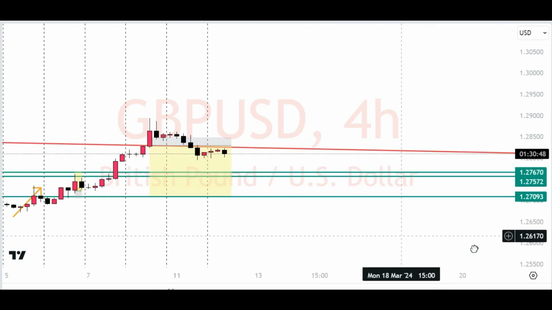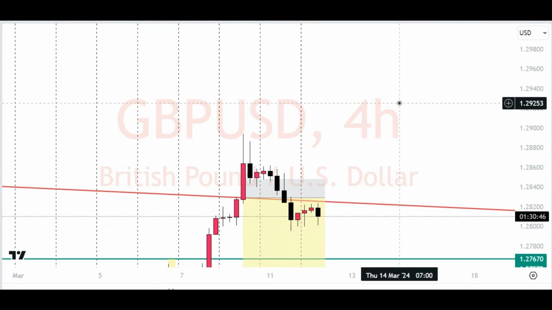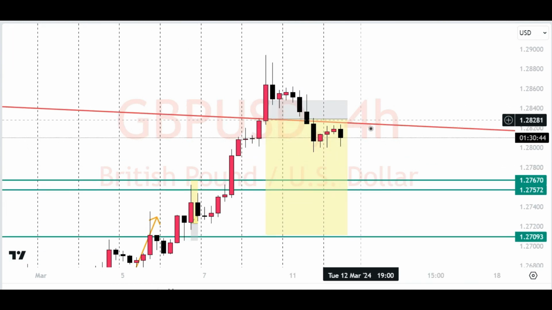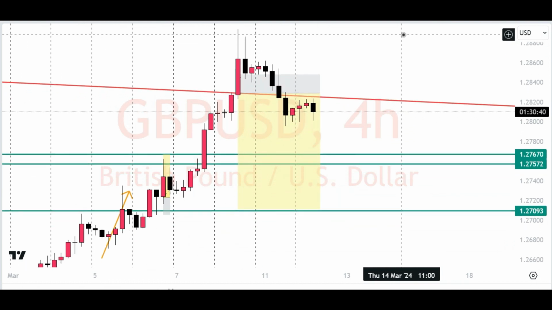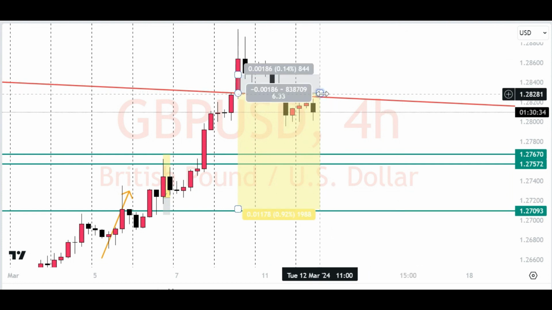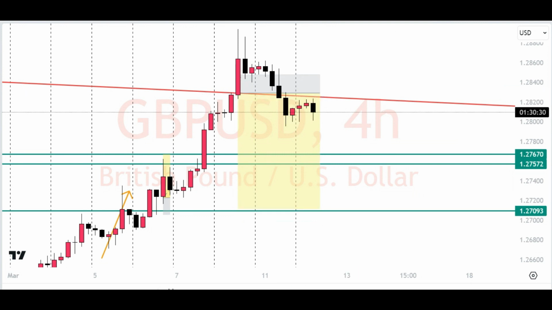It's playing inside the channel. I would like to see the market push down a little bit more in order for me to take this trade. I would like to see it pushed out. So I am going to be looking out for entries in the New York session.